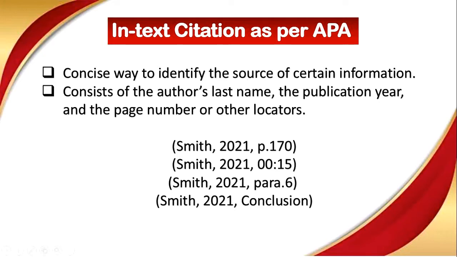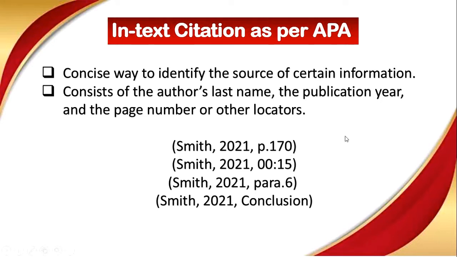The format or the structure of in-text citation is you have to write down the author's last name first, then put a comma. It's very essential to put the comma here, then the publication year, then again a comma, then lastly you mention the page number, and that's it. And you have to write this structure within the brackets. You can see the examples on your screen here.